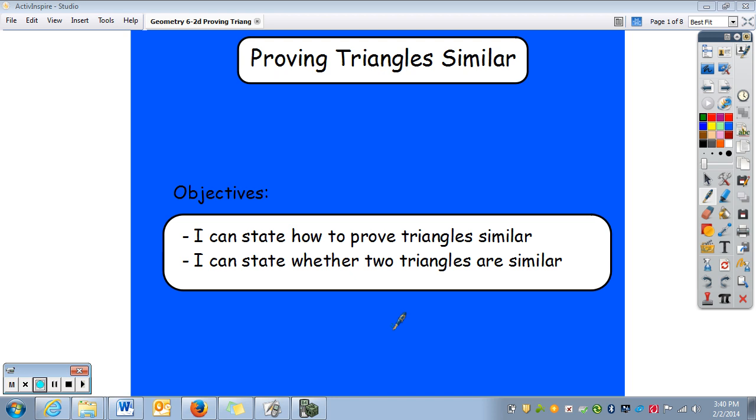So in this video, we're going to try to prove triangles similar. So you can state how to prove triangles similar, and you can state whether two triangles are similar. This is going to be very similar to when we prove congruent, but it does have differences, so you have to keep the two apart, but you're going to notice some similarities between them.